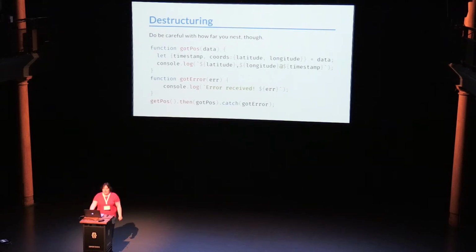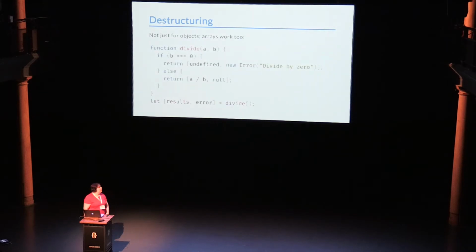And it's not just for objects. I can do it with arrays. So in this very simplified example, hopefully you're never writing code like this, but in this case, divide can return either an error message as the second item in an array, or it can return the result as the first. So destructuring is very useful in this case. You can even do renaming of items, and just be careful with how far you nest and how much you do. If it starts to look a little ugly and drawn out, maybe that's a sign that you need to split some things up.